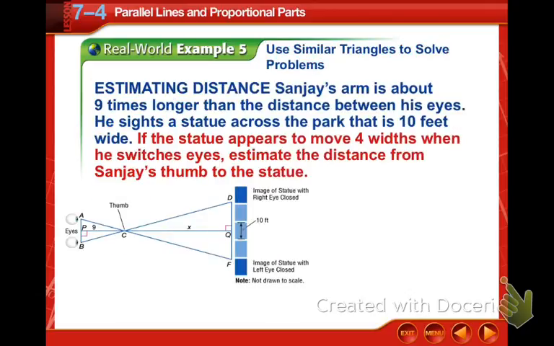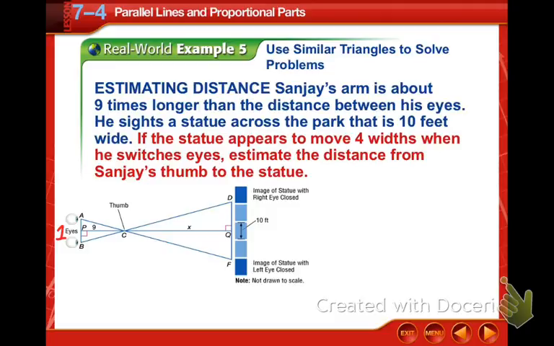Okay, so estimating some distances. Sanjay's arm is about 9 times longer than the distance between his eyes. He sights a statue across the park that is 10 feet wide. If the statue appears to move 4 widths when he switches eyes, estimate the distance from Sanjay's thumb to the statue. So, since we don't have units for 9 times the distance between his eyes, we're going to say the distance between his eyes is just 1. And of course 9 is the distance from his eyes to his thumb.